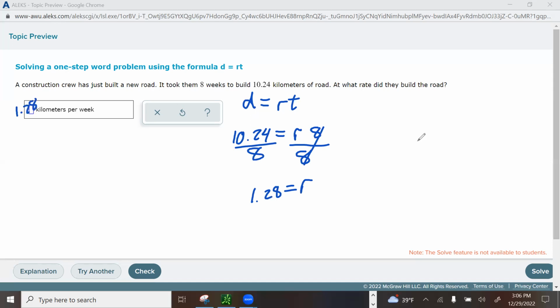That was their rate, their average rate. Now, that doesn't mean that they did exactly 1.28 kilometers every week for 8 weeks. Some weeks they probably did a little more, some weeks a little less. Okay, that's just the nature of things. But that would be how I would do this problem.